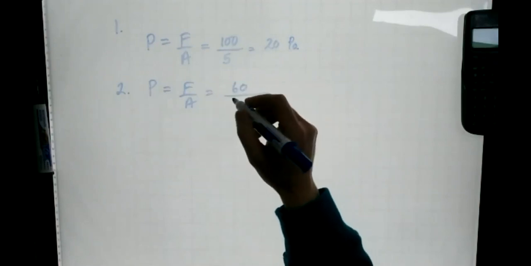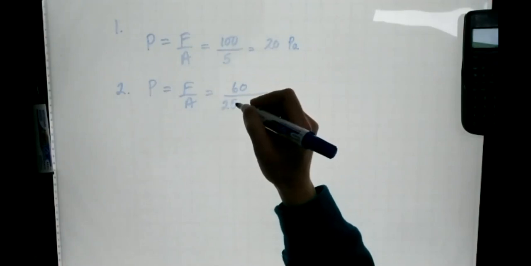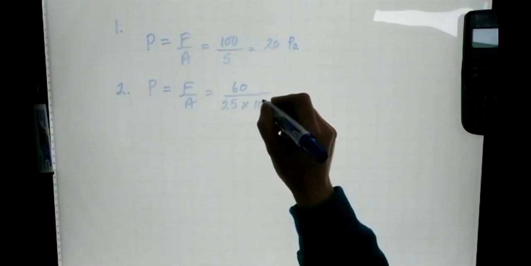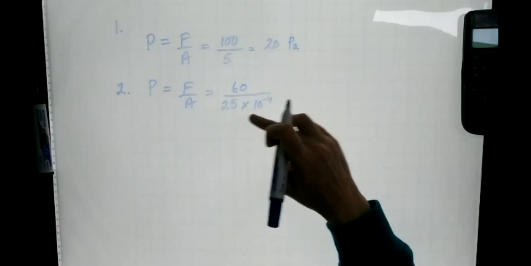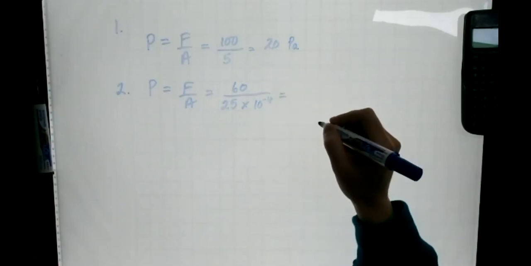Excellent. So we need to convert centimeters squared to meters squared. When you go from centimeters squared to meters squared, it's 10 to the power of -4, because you go from centimeters to meters.